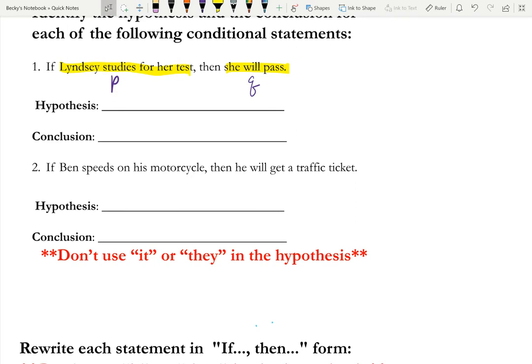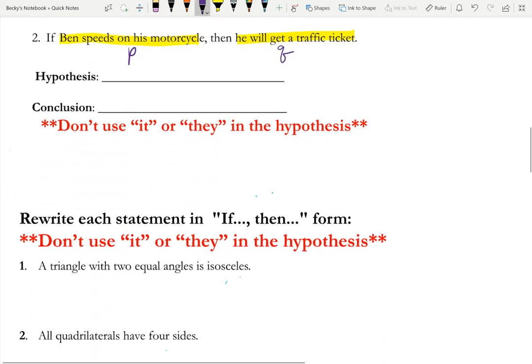Next one: if Ben speeds on his motorcycle, that is your hypothesis, or P, and he will get a traffic ticket is your Q. Notice here in red, I said don't use it or they in the hypothesis. So when you're writing these later, just remember we don't use it or they in the beginning. You can in the conclusion. Grammar-wise, it makes you understand who you're talking about. And I will keep reminding you of this.